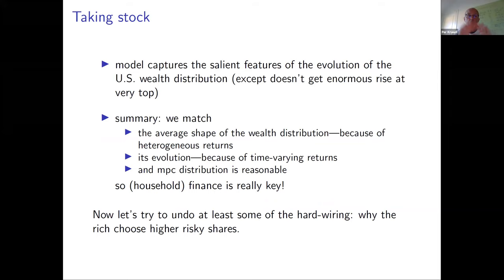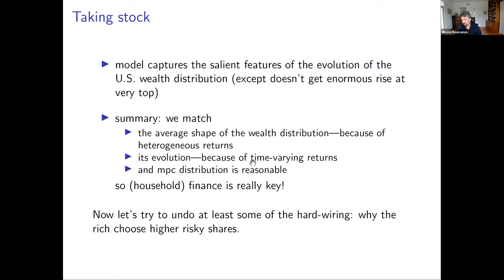So just taking stock of what I've done now, I think this model, because this is a stepping stone for me to move further, captures salient features of the evolution of US wealth distribution. It's very promising. It doesn't get what's going on at the very, very top. I have to make that qualification, because they got even more rich than what the model predicts in the data. We match all this stuff. I think the MPC distribution has some ways to go, but not very far.